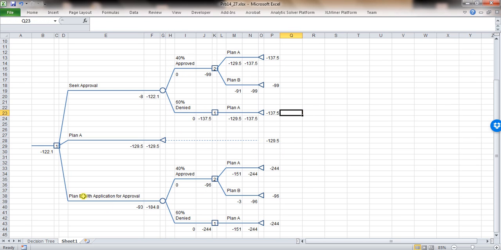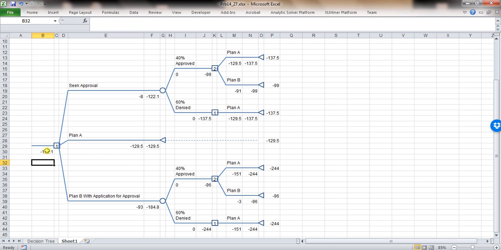Now what if you went with plan B with application for approval? If it is denied, then you have to stick with plan A, and this would be the cost, total cost. If it is approved, then you should go with plan B and finish the project. This will be the cost. So this calculates the EMV. EMV of the whole decision tree is 122.1.